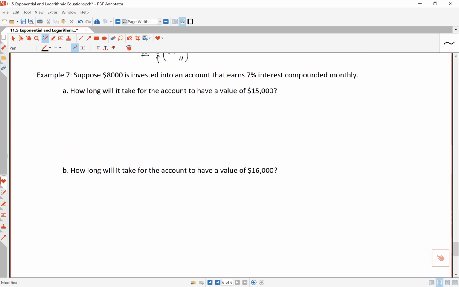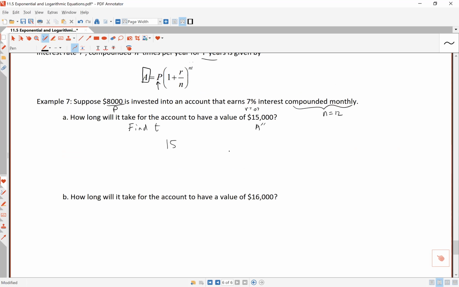So if we have an $8,000 investment at an annual interest rate of 0.07 or 7%, compounded monthly, there are 12 months in a year. How long will it take in order for A to equal 15,000? That would be 15,000 equals 8,000, which is P, times 1 plus the rate of 0.07 divided by n, which is monthly, raised to n times t. We have to solve for t.